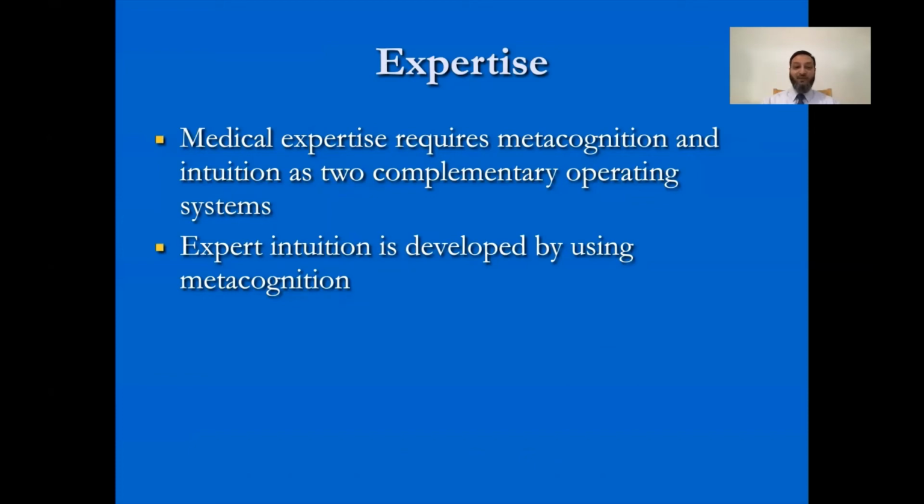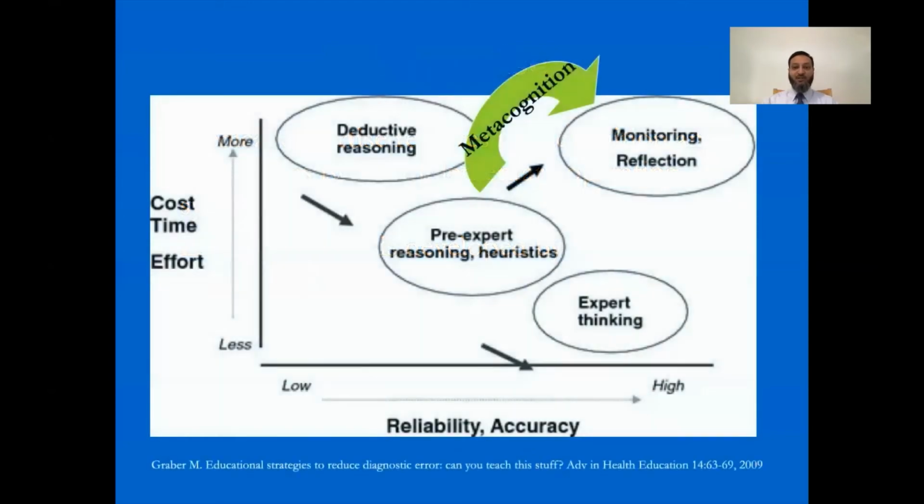And the way to develop this expert intuition is by practicing the use of metacognition. So again, going back to our diagram, by using metacognition over and over again with each patient, reflecting on the patient, learning from the experience of that patient, that allows you to become more accurate and reliable in your diagnosis. Initially, it takes a lot of time and effort to do that, but ultimately, when you use it enough, you become an expert and you develop expert thinking. So that's how you develop expert thinking, is by using metacognition on a regular basis.